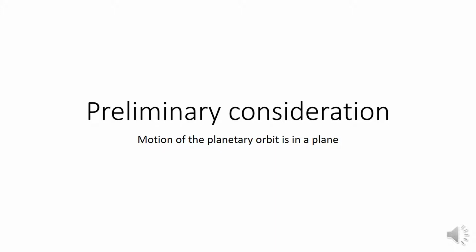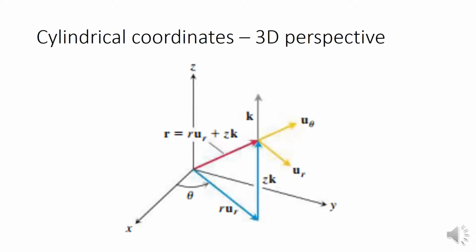The conclusion of this video is the motion of the planetary orbit. If we start in cylindrical coordinates, that means in 3 dimensions, we have r being one of the components, theta being the other component, and we have z being the third component.